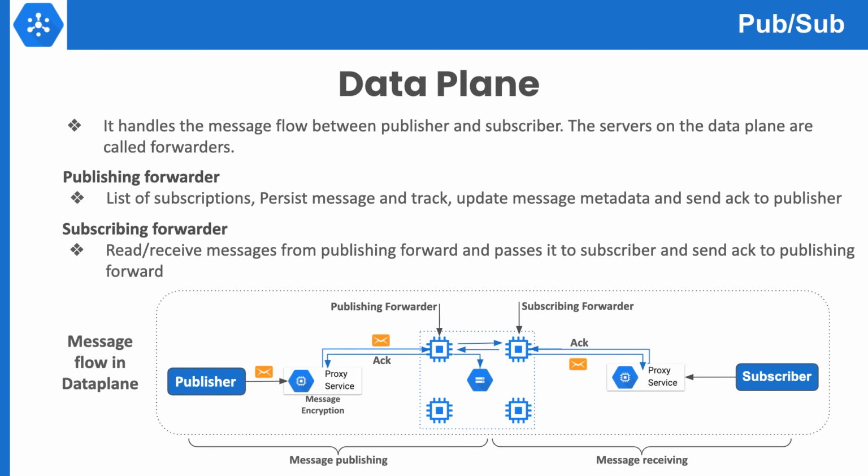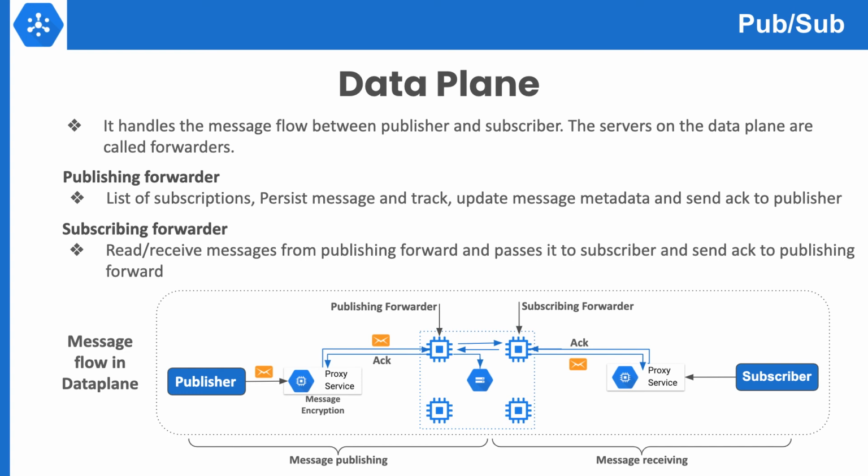Later the subscribing forwarder would pass the message to the subscriber. Once the subscriber processes the message, it sends an acknowledgement back to the subscribing forwarder. The subscribing forwarder sends this acknowledgement to the publishing forwarder, which stores the acknowledgement in the published message store. Once all subscriptions on a topic have acknowledged a message, the message would be deleted.